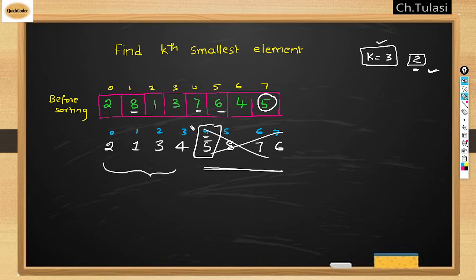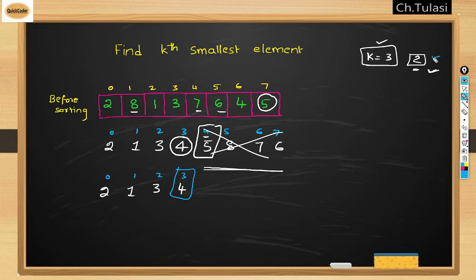So we will not consider the right part and will take this left part. Now what is the pivot point here? 4. So my pivot will be 4. 2 is less than 4, 1 is less than 4, 3 is less than 4, and 4 stays as it is. My indexes are 0, 1, 2, 3. So my pivot is at the third index.